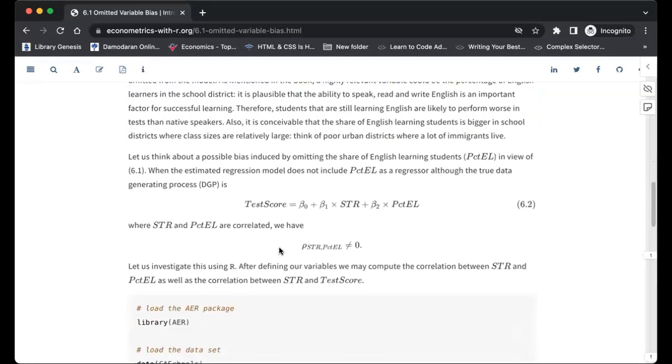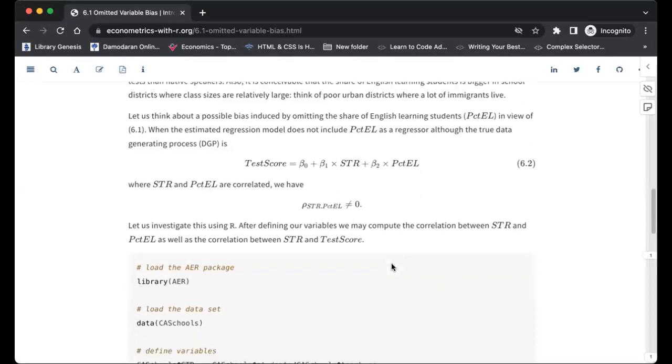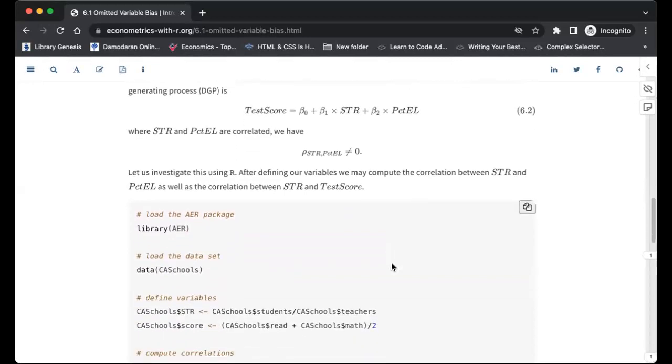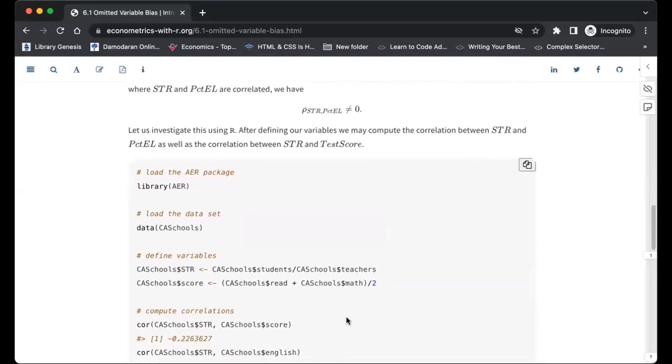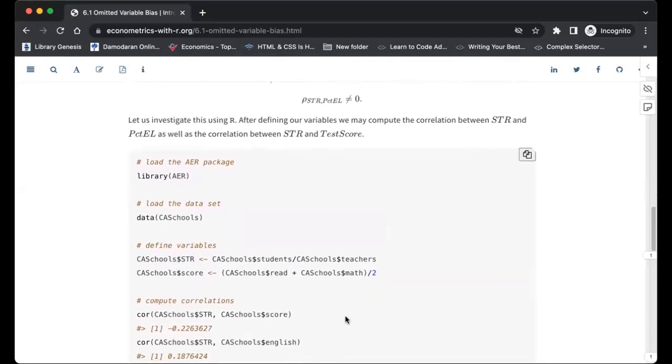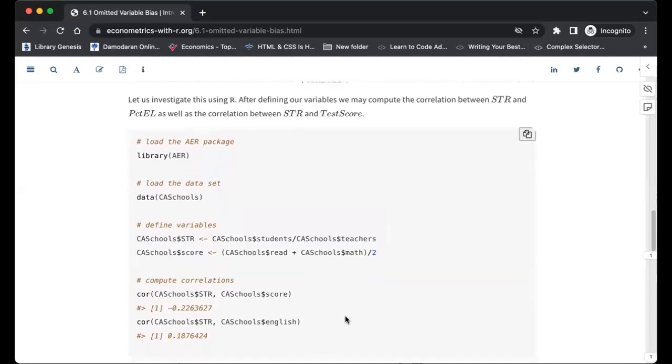So omitting it in our model will lead to omitted variable bias, where the student teacher ratio and the percentage of students learning English are correlated. So the correlation between them is not 0; there is some correlation there. So in using R, we could create this new variable, and then look at the correlation.